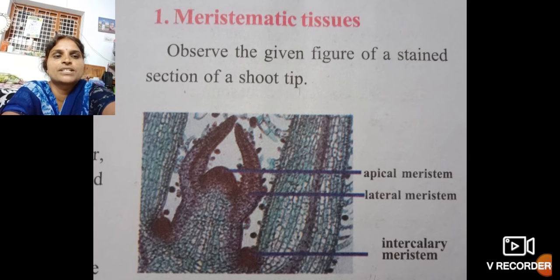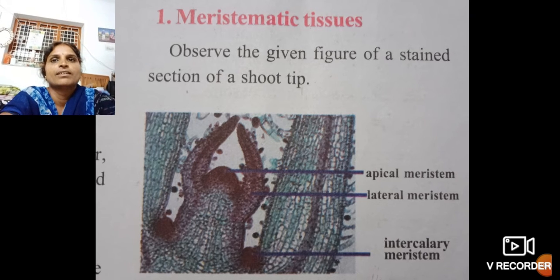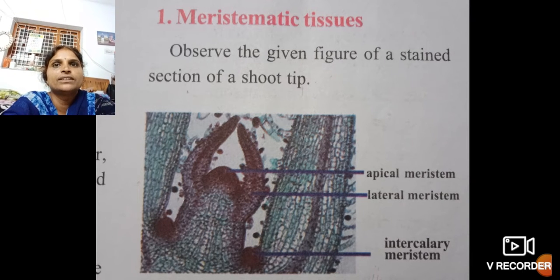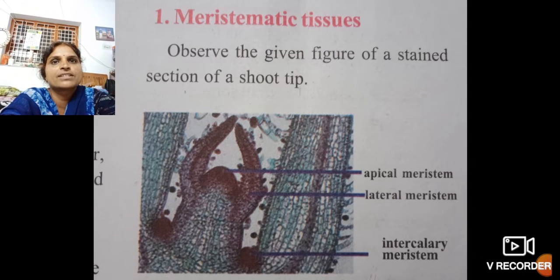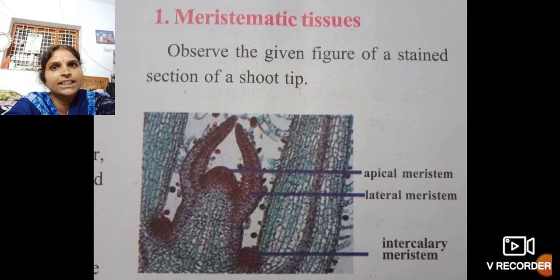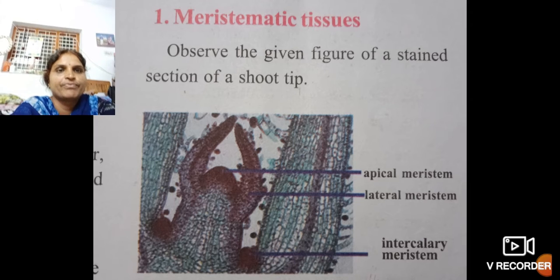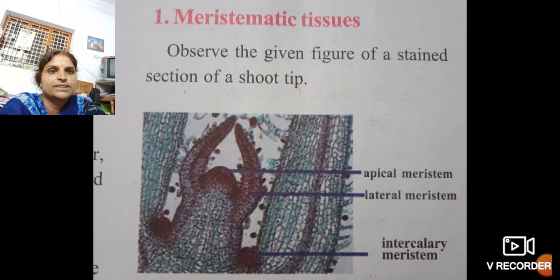Next, intercalary meristem. The intercalary meristem is also called cambium. The areas from which branches, a leaf, or a flower stalk grows, where we find a kind of meristematic tissue, are called intercalary meristematic tissue. These are the meristematic tissue parts.